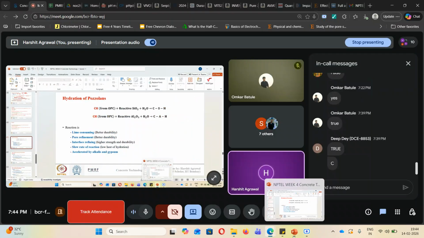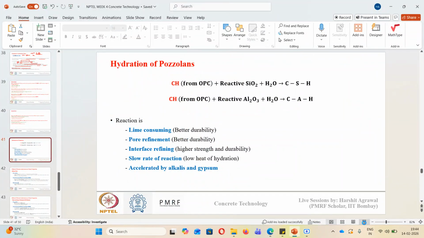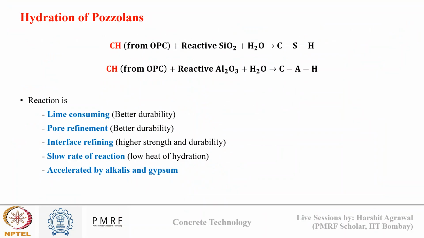Okay, so let's move ahead to the next segment. Now we have the hydration reaction of pozzolanic. As we have seen earlier also, the pozzolanic reaction is where reactive silicates and aluminates in pozzolan react with lime to produce hydration product. So the same thing I have again repeated here in the two equations.